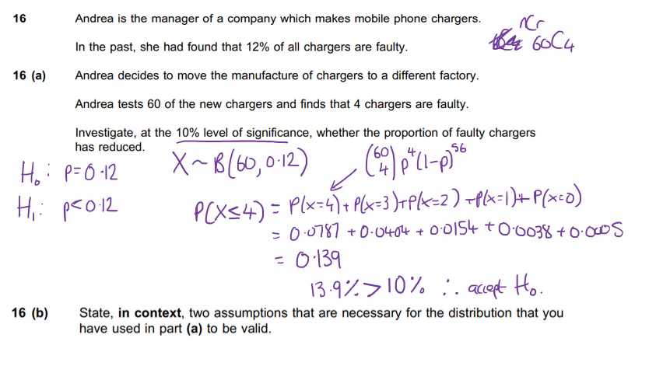And then finally, part B, state in context two assumptions that are necessary for the distribution that you've used in part A to be valid. So first of all, you could say that the probability of a faulty charger is fixed. So at each factory, the probability at that factory is a fixed value.